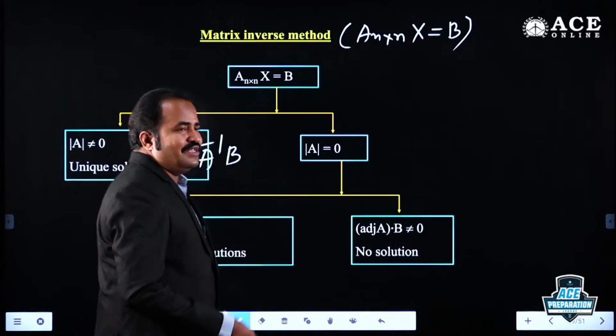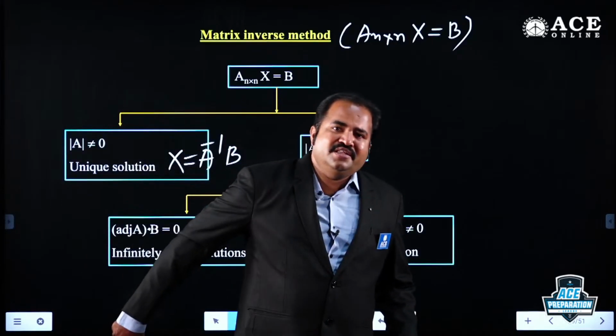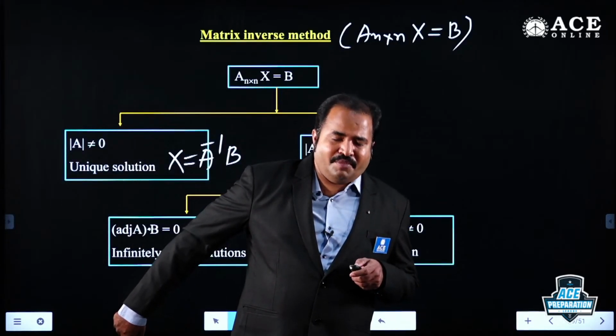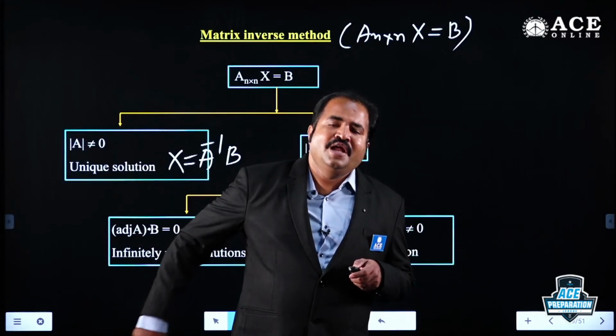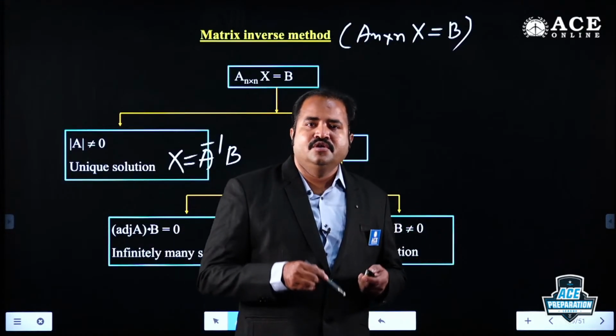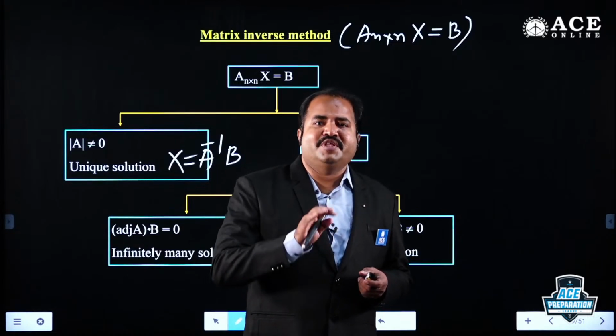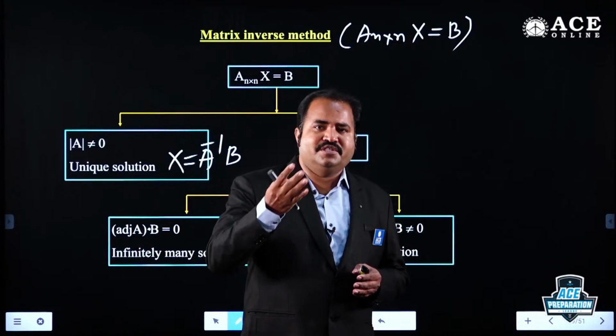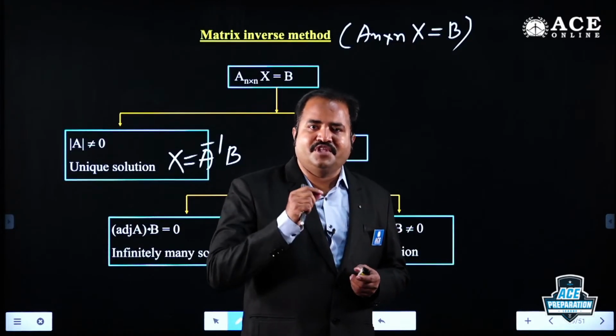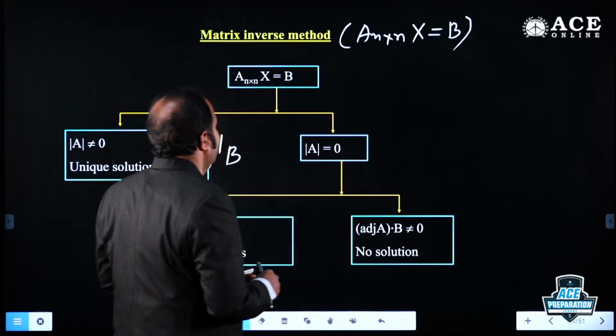Right. So what is the disadvantage of this method? Finding this adjoint A, the multiplication of two matrices, and the determinant of higher order matrices is too long and complicated. So this method is preferable for up to 3 by 3 matrices only, size of 3 by 3: 3 equations, 3 unknowns. Right.